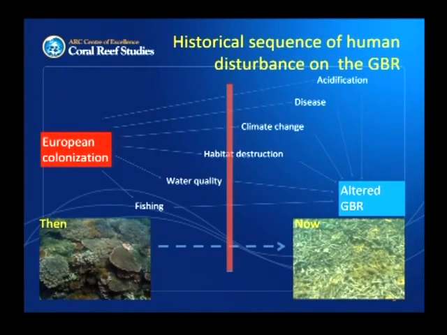So if you want to draw a simple diagram of the Great Barrier Reef, European colonization then, and an altered GBR now, what things look like. We can set up a timeline of very important factors that are influencing the GBR. And if we look at the 1930s to 50s, we'd be somewhere around here, where fishing, water quality, and habitat destruction had been the most important factors in the degradation of the GBR.